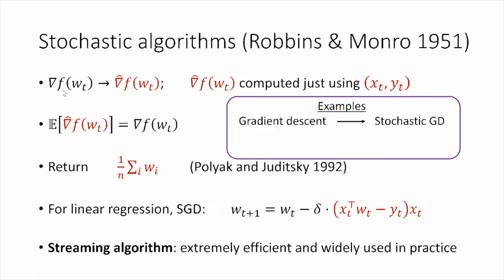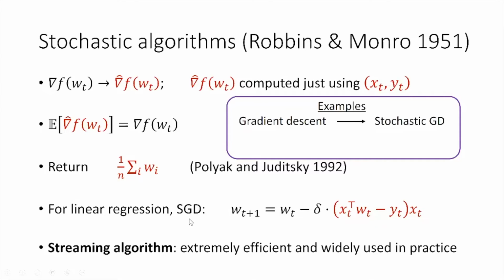where grad hat f is actually computed just using a single sample xt comma yt. Okay. The nice property of grad hat f is that when you take expectation over xt comma yt, it is equal to the gradient of f at wt. And eventually, what do we return? So it turns out that instead of returning the final quantity, because this is a stochastic algorithm, it's better to actually return some kind of average. And we can return something called a tail average, where we average over the last so many iterations and then return that as the final solution, right?